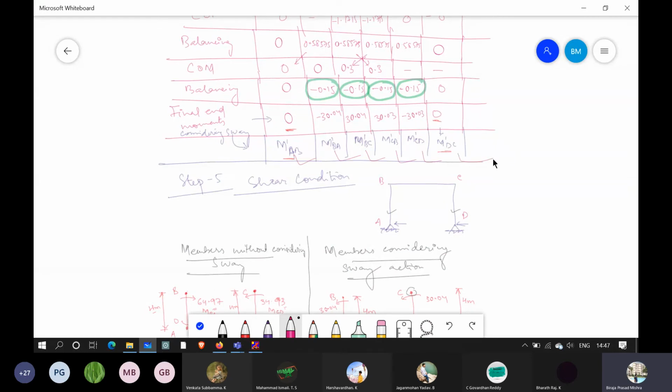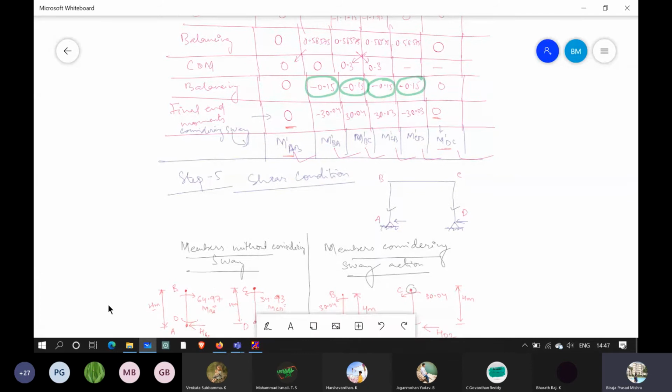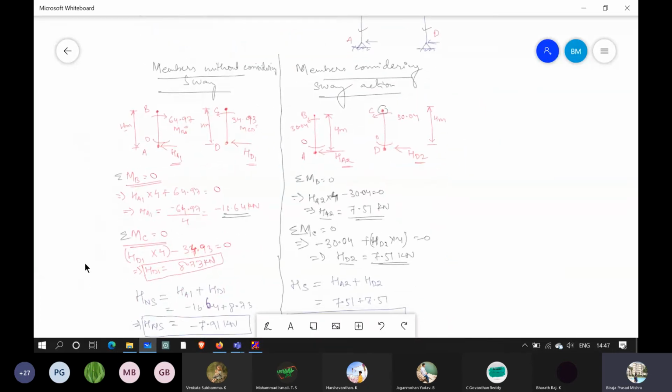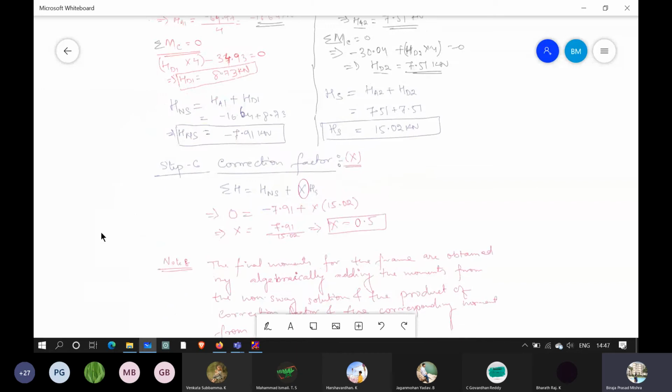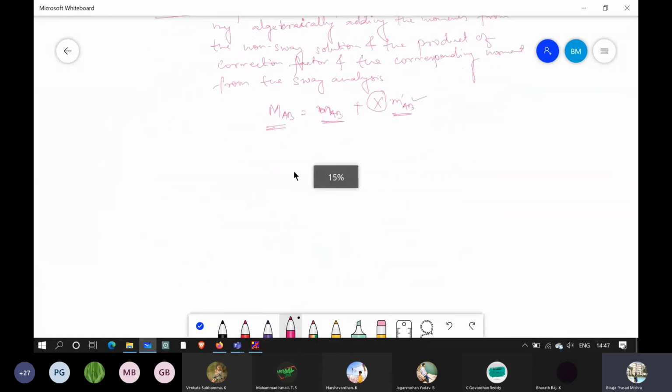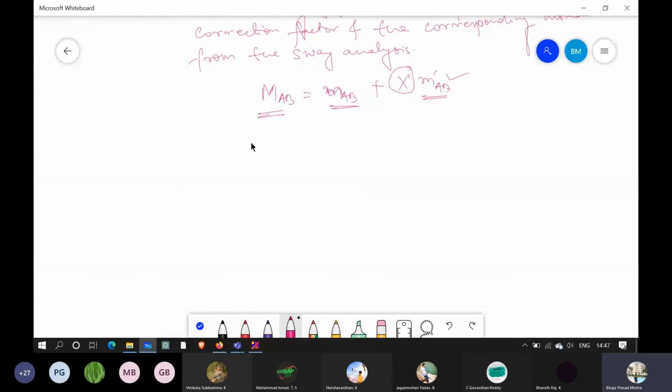If we find out the final moments, let us take this MAB. Capital MAB equals small MAB, which is 0, plus X, 0.5, into M bar AB, which is also 0. You can check your table. So MAB equals 0. The final moment is 0.